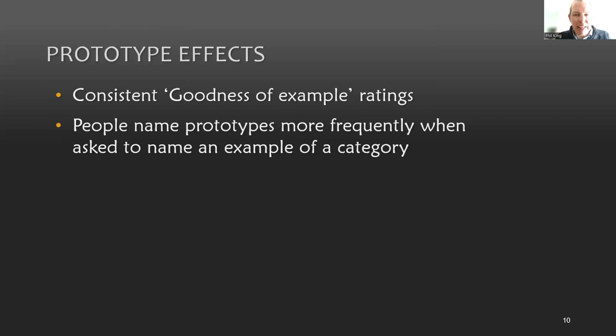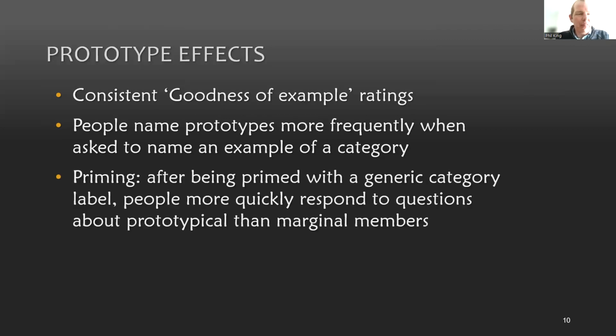Second, when you ask people to name an example of a category, like name a bird or name a piece of furniture, they are more likely to respond with a prototypical member, for birds like a robin or a sparrow, for example. And third, there's what we call a priming effect. That is, after people are primed that we are talking about birds, for example, using a generic category label like that, they will respond more quickly to questions about prototypes than they do about marginal members. For example, we just saw they'd answer yes or no to whether a robin is a bird much quicker than whether a duck is a bird.